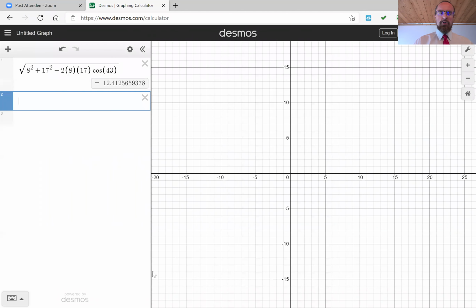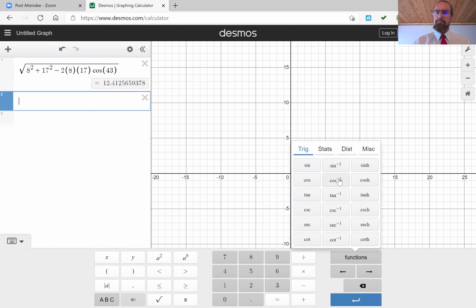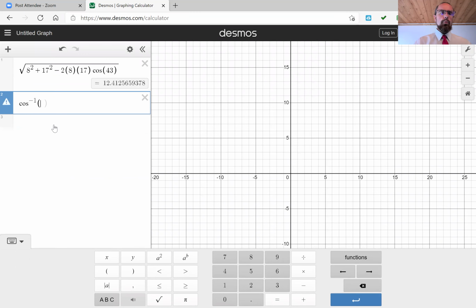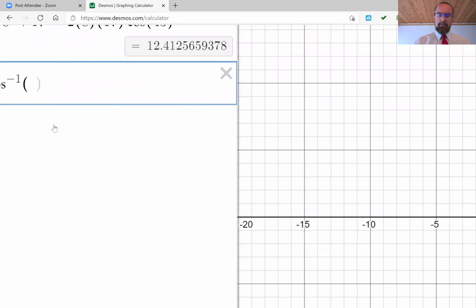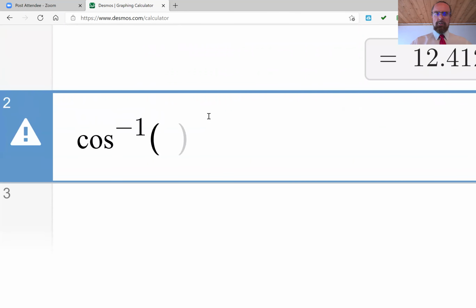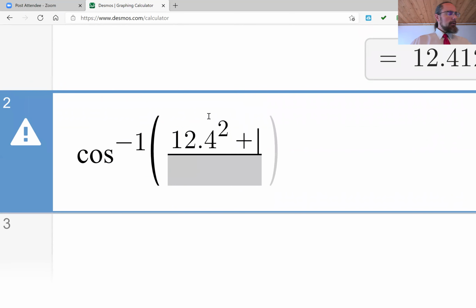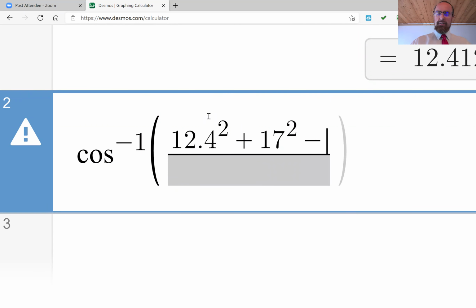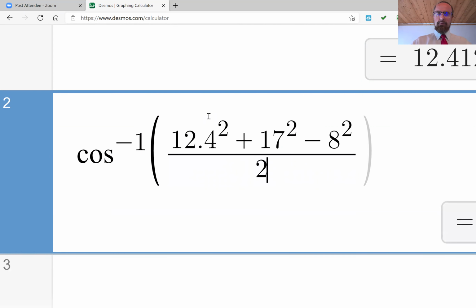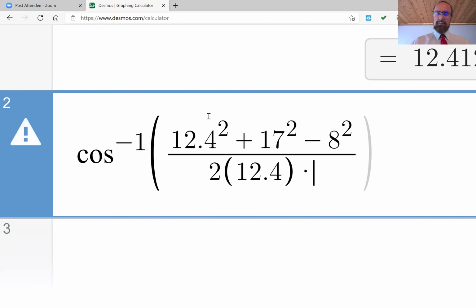So to find the inverse cosine, I'm going to find the keypad, functions tab, and inverse cosine's in the middle column, second down. Once I've got that one, I'm good to set up the rest of the fraction. We'll just expand it so you can see it. So it's inverse cosine of the fraction. Again, as we set it up, 12.4 squared plus 17 squared minus 8 squared all over 2. And if you forget, it's times these first two, 12.4 and 17.